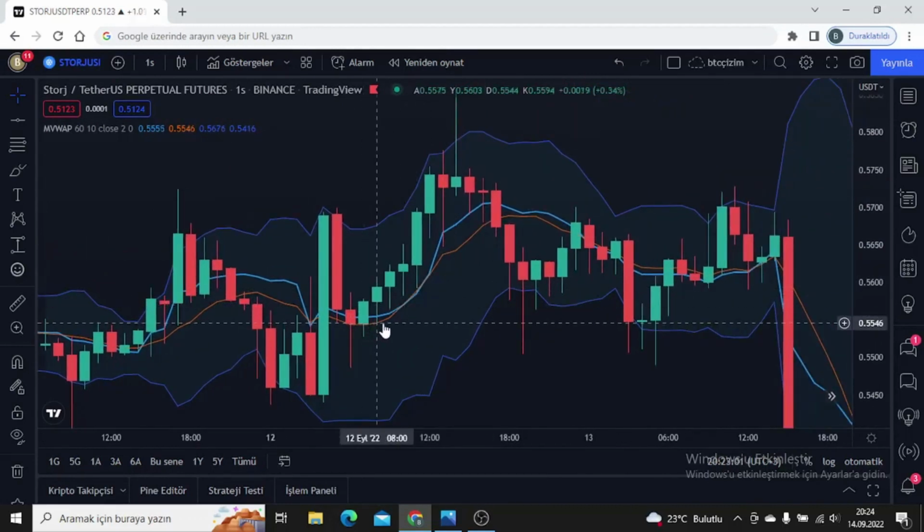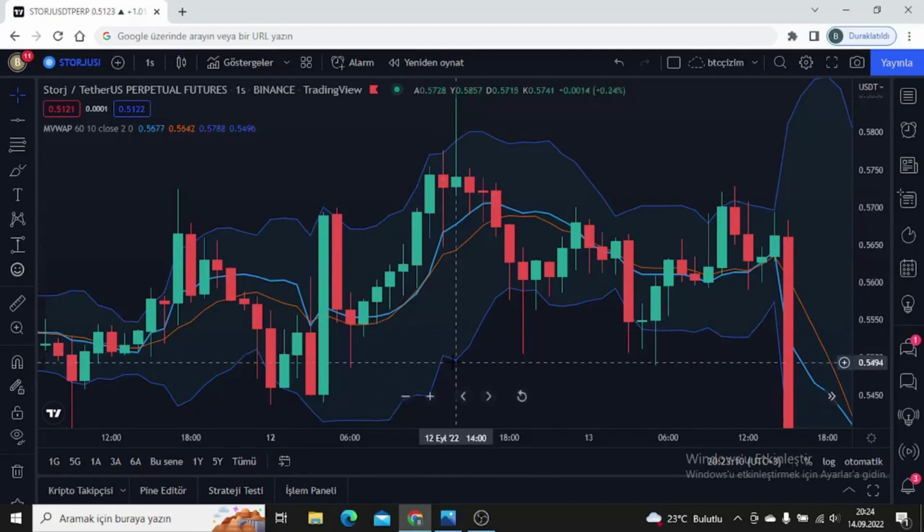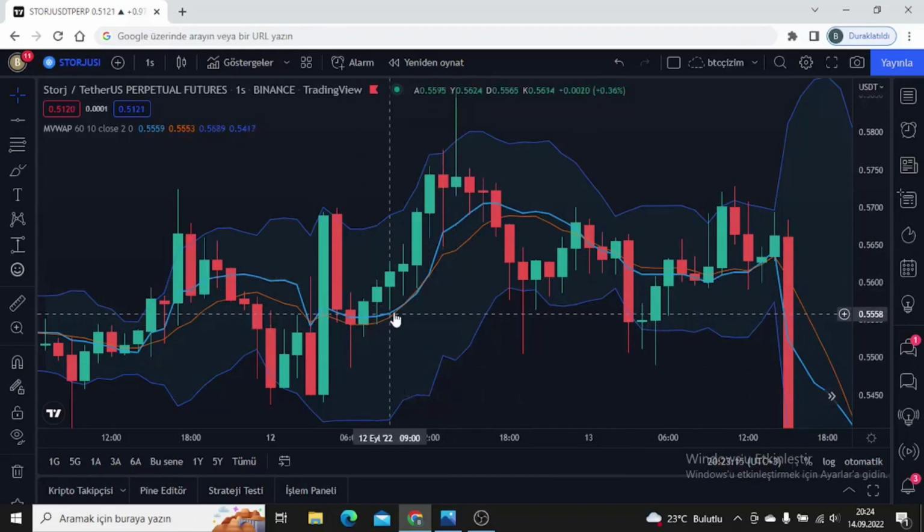Now I zoom the graph. As you can see, the orange line running through the middle is the middle band of the Bollinger Band. We call the one on top the upper line and the one below the lower line.